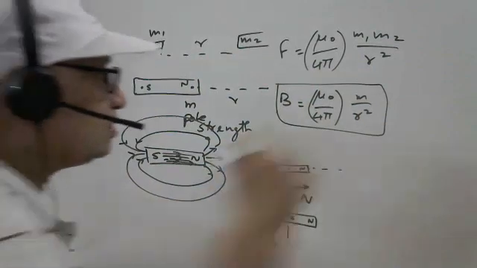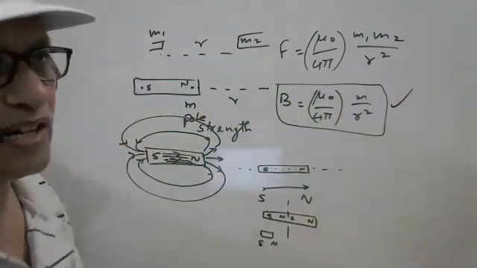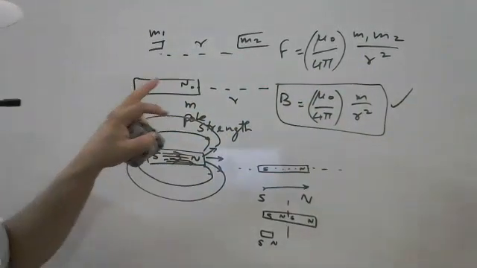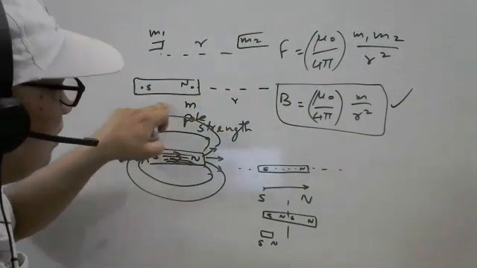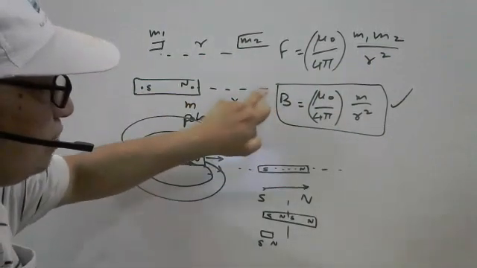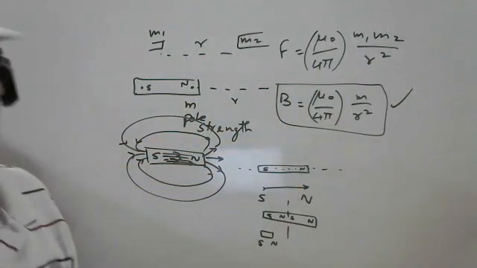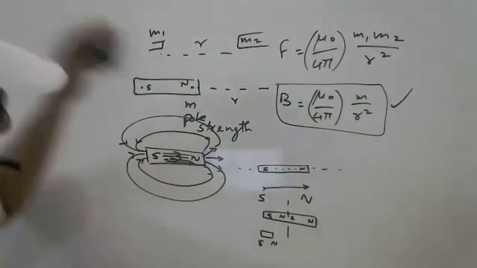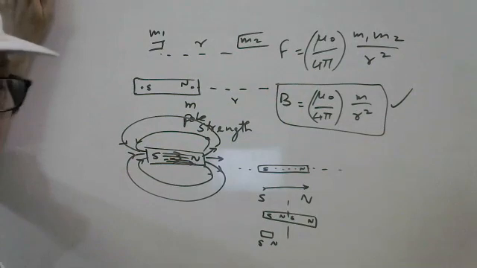So we must learn this formula of magnetic field at a distance of r from the pole strength m. The magnetic field at this point is given by mu naught upon 4 pi, m upon r square. Okay.